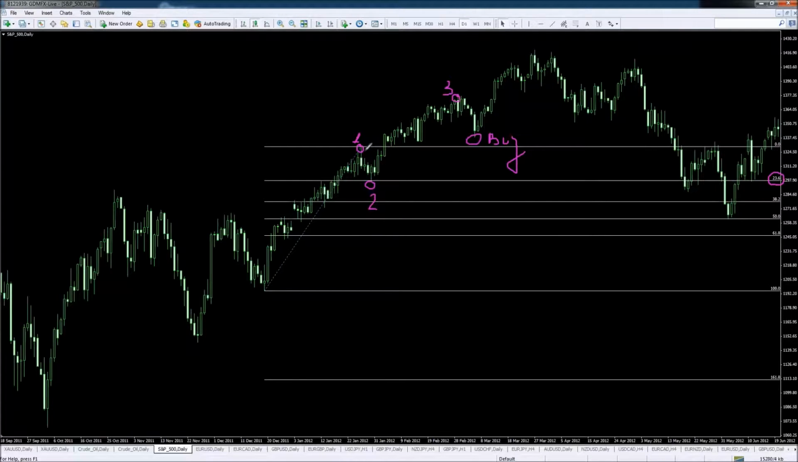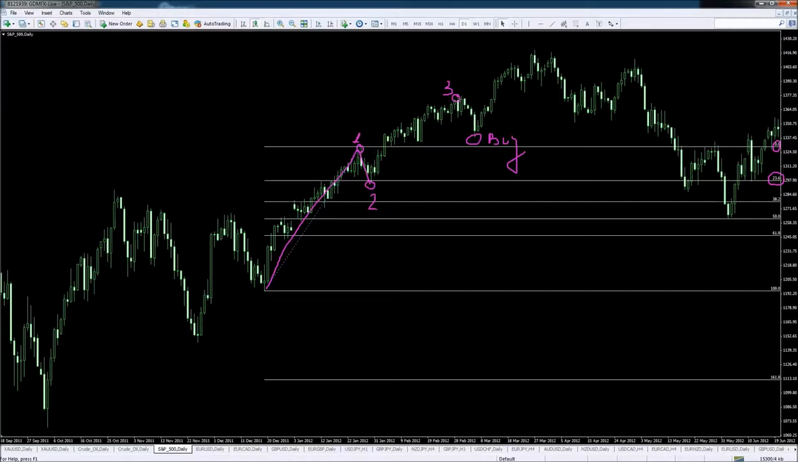The wave 1 is completed. The wave 2 is completed with the retracement. Once we see a break of level 0, we can start counting wave 3, the retracement of which is over here. How do we find that out? You will see right away.